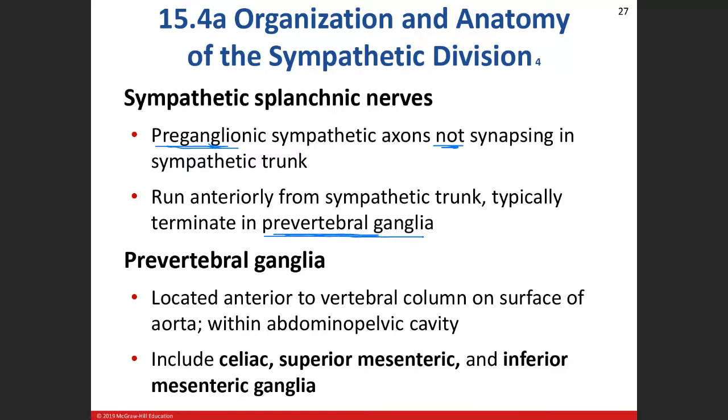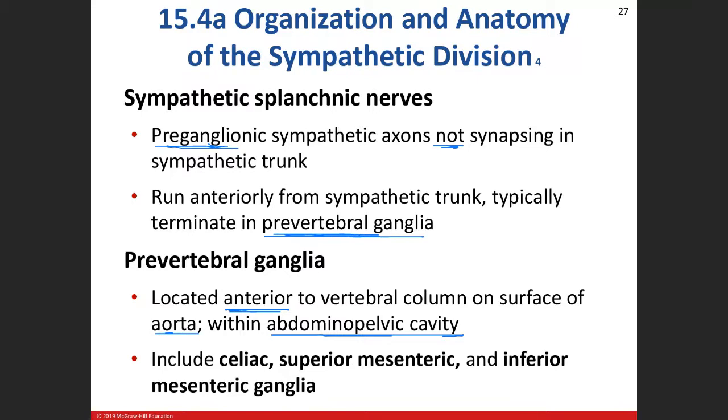So we're going to learn about a couple of the prevertebral ganglia. There's 4 that I want to talk about. They're located in front of the sympathetic trunk there. All these ganglia are going to be found within the abdominal pelvic cavity, and they'll all be associated with the aorta.